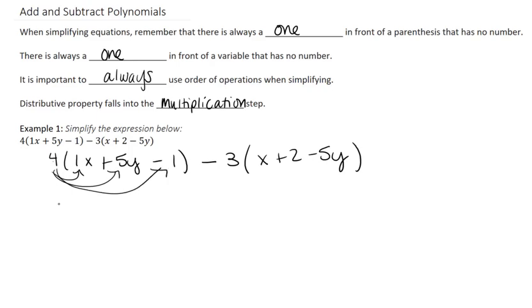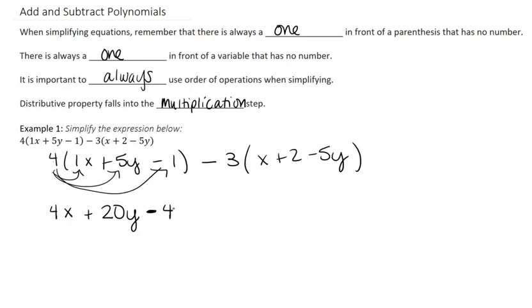So 4 times 1x is just 4x. Now 4 times 5y is equal to 20y. So 4 times 5 is 20, and then we just have the y. Now we have 4 times this 1, which is 4, but there's a negative sign there. So we're done with the first part.